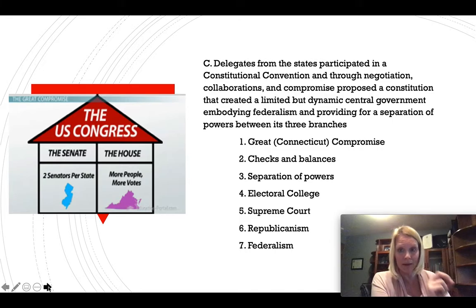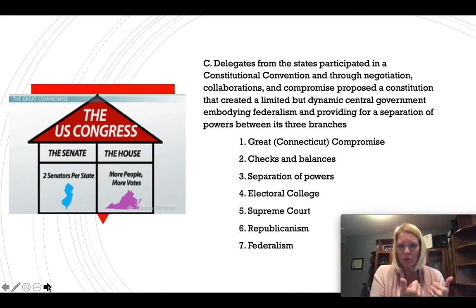Limited but dynamic, meaning it's stronger than the central government was ever given under the Articles, but it's still going to be limited, embodying federalism and providing for a separation of powers between three branches. So what we come up with, and this is a guy named Roger Sherman, is what we call the Great Compromise. It was a compromise between two differing types of states. We have the New Jersey plan, which was a relatively small state, and the Virginia plan.